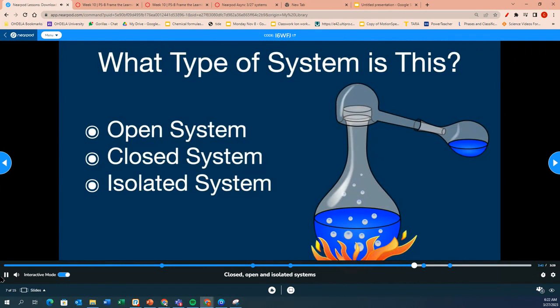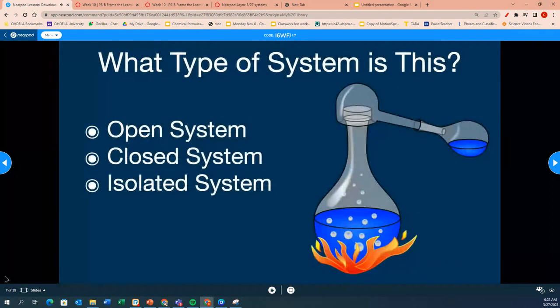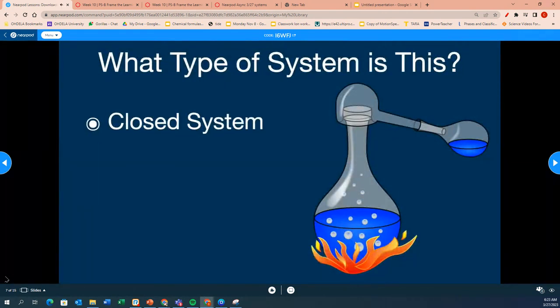So, can you tell me what type of system this is? Is it an open system, closed system, or isolated system? Go back and take a look at the picture to see what that looks like. Remember, open systems let energy and matter in or out. Closed systems only let energy in or out. Isolated systems keep everything in, energy and matter. This is a closed system.